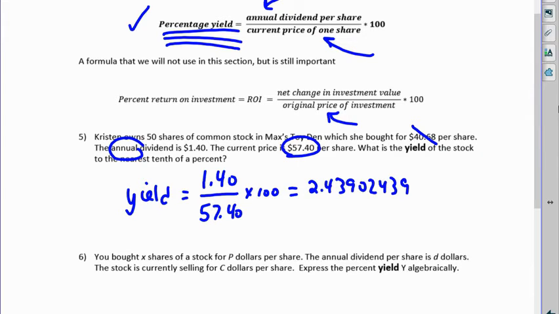2.43902439, but they said to round this to the nearest tenth of a percent. So if I chop it here, that is the 10th place. A 3 means I will not increase my 4. I will not increase that. So I'm going to write 2.4%.